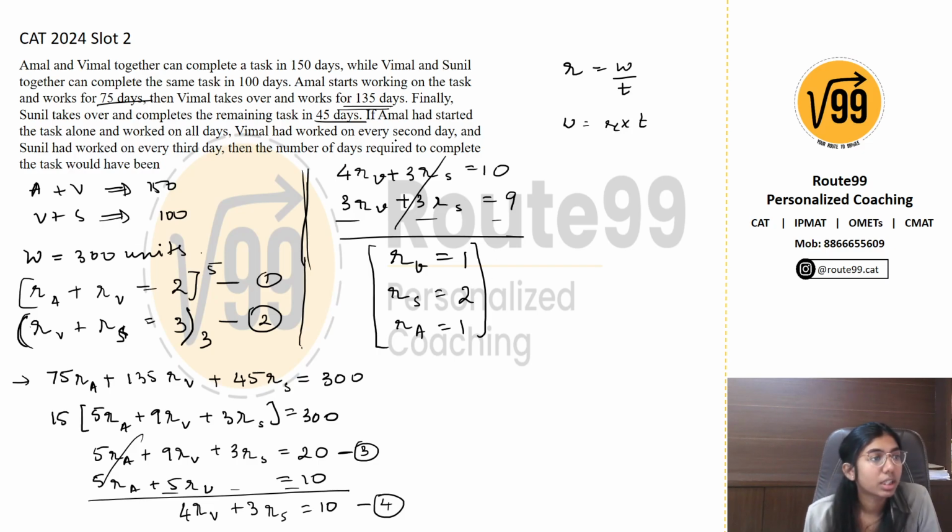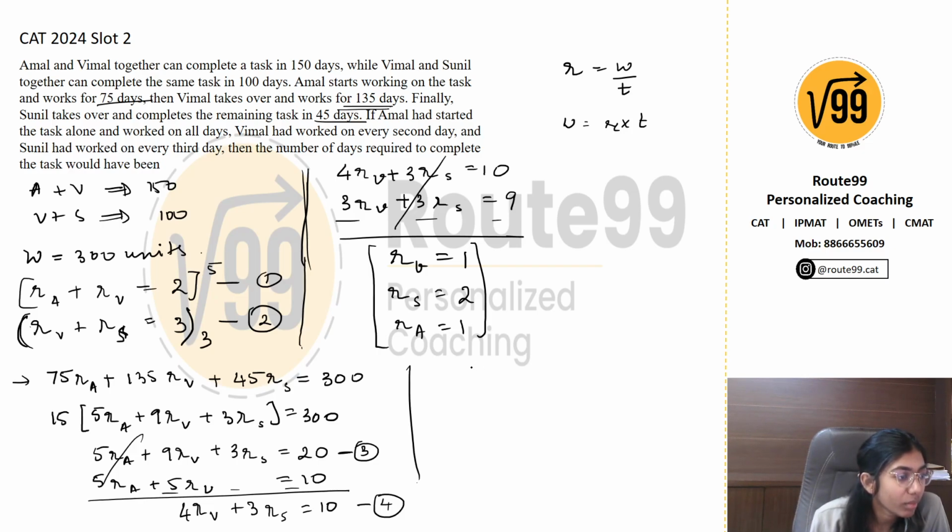So further what they have said is, if Amal has started the task alone and worked on all days, Vimal worked on every second day, and Sunil worked on every third day, then the number of days required to complete the task. So can I say that if Amal is working for all X days, Vimal will be working half of those days because he is coming on every second day, and Sunil will be working on X by 3 days. So this is the time.